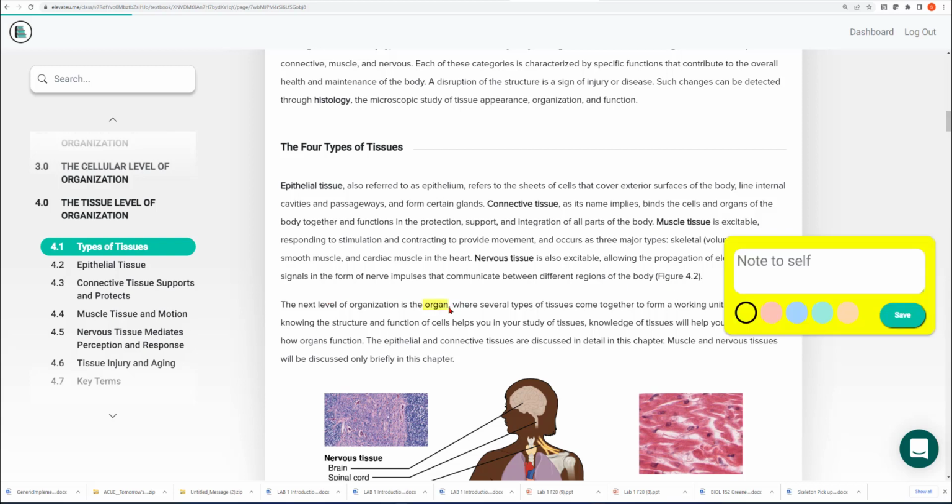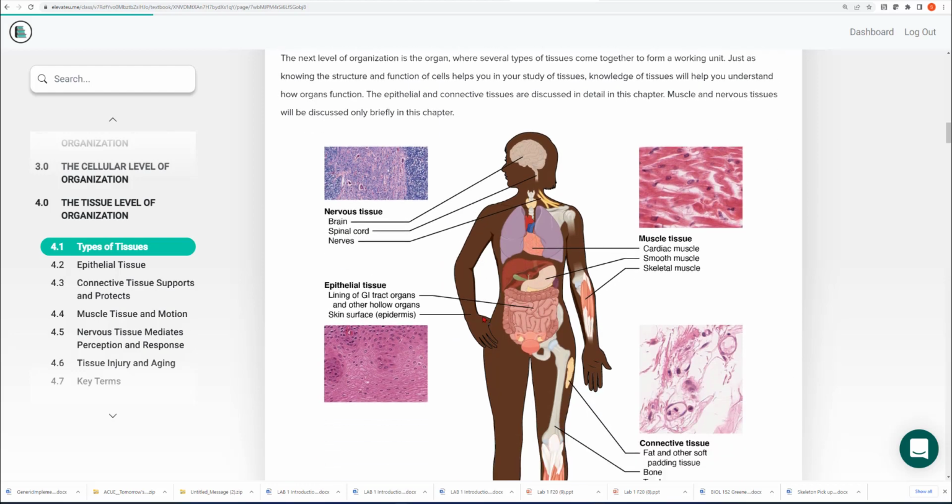So in our hierarchy, we go from tissues to organs. And when we get to chapter 5 and beyond, we'll be discussing organs and organ systems. So let's just take a quick view of the body here.